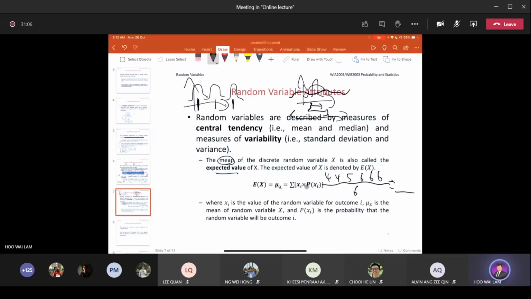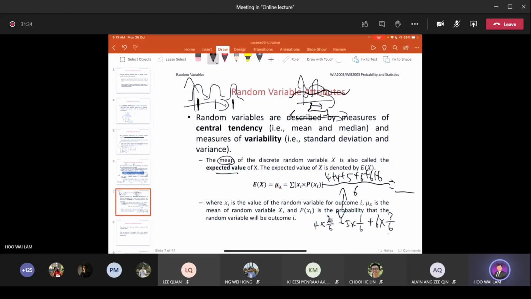But how about this one? It's basically 1, 2, 3, 4, 5, 6. You have 6 data, right? So for you to get 4, it's 2 over 6, plus 5 times 1 over 6, plus 6 times 3 over 6. You see the difference over here? This one is your ordinary way to calculate your mean.